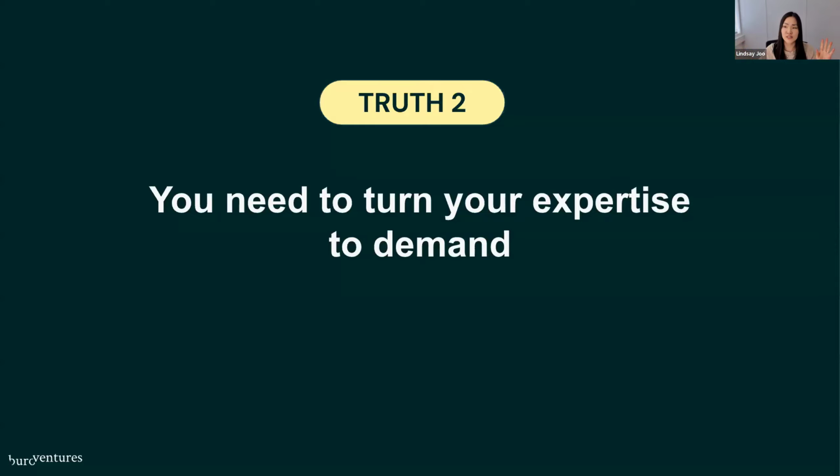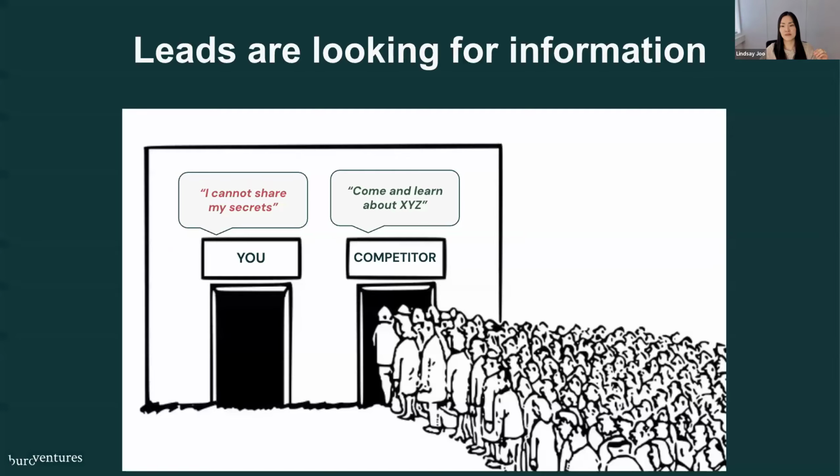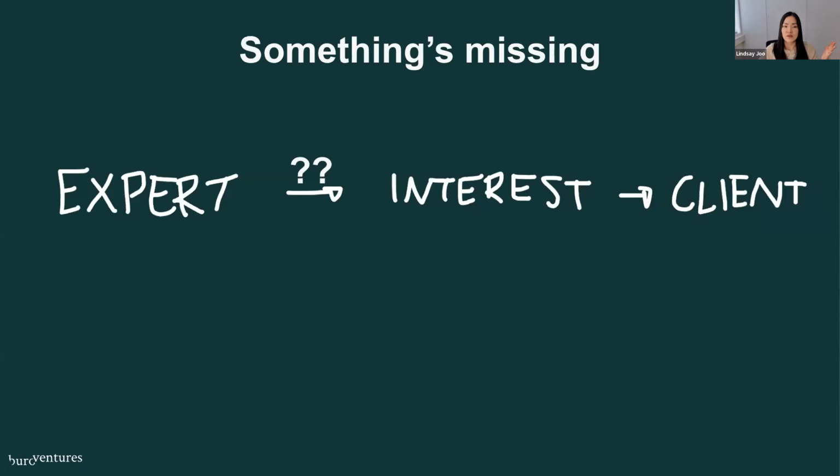What you need to do is turn that expertise of yours into demand. If you don't do it, someone else will. Don't let that be your competitors. Talk about yourself, talk about your knowledge, share that information with your leads and your prospects so that they're coming to you because they're seeking out truth or information, whether they find that from you or your competition. That's what's going to happen. So don't be quiet on your expertise and how you can help solve people's problems. Share that with people so that they can get to know you, have interest, and become a client.